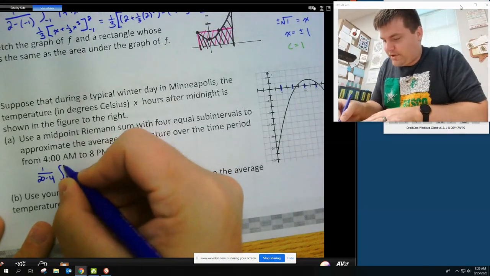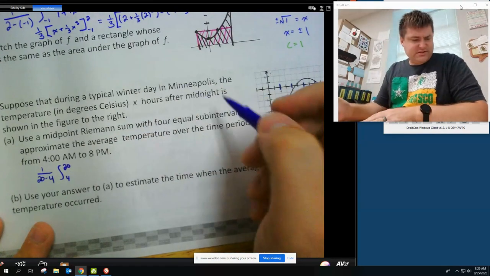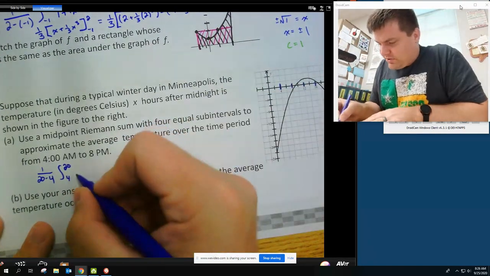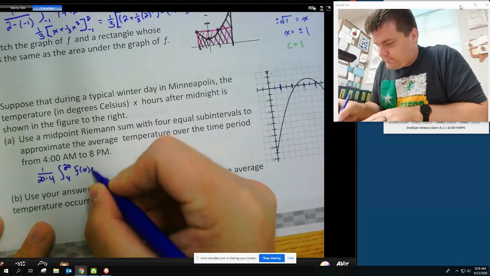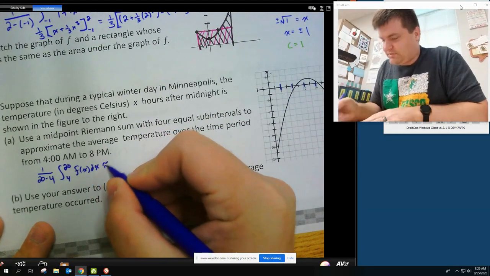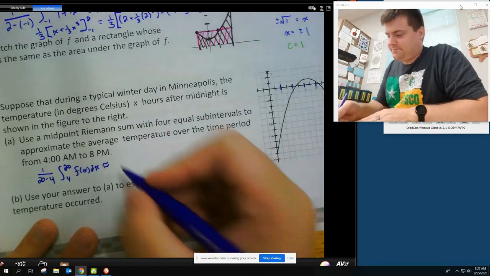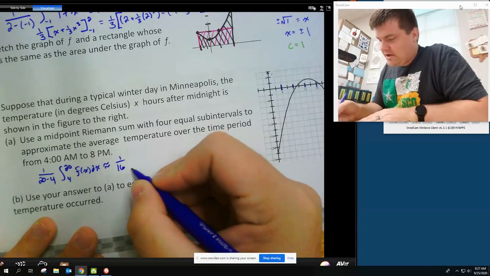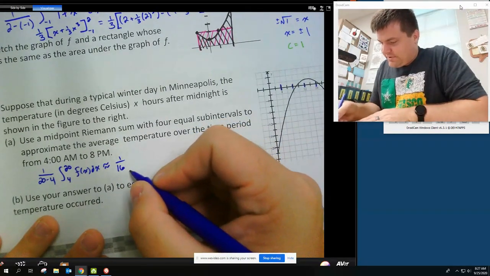Integrate from 4 to 20 of this function. It just doesn't tell us what the function is, so I'm just going to call it f of x dx. Using a Riemann sum, so I'm just going to use the approximate sign. It's 1 over 16 of, well, let's go through it now.